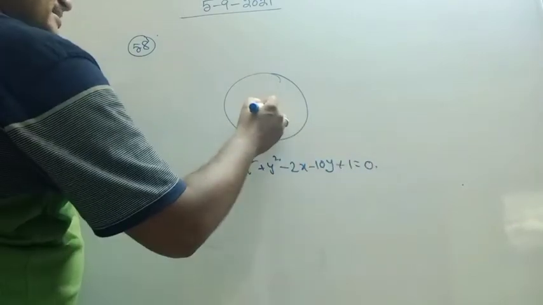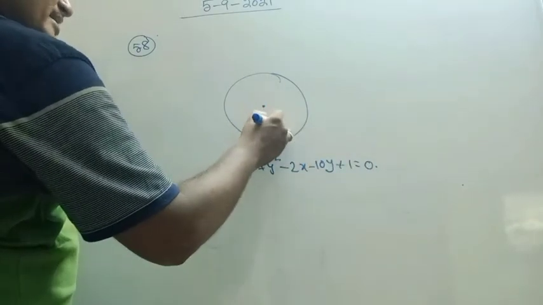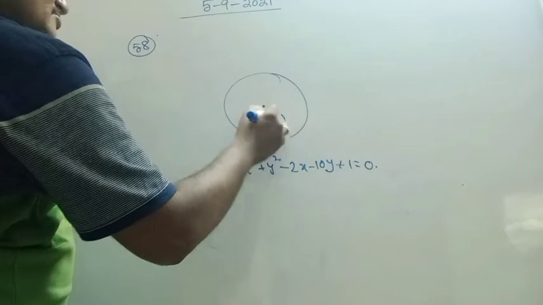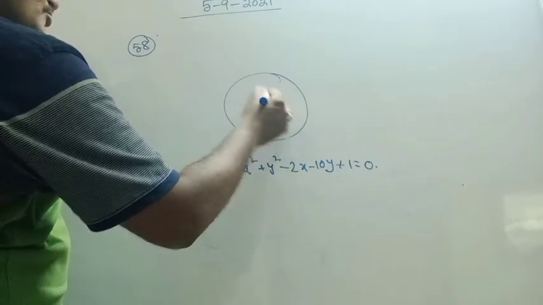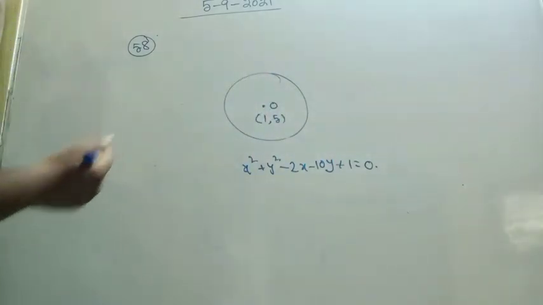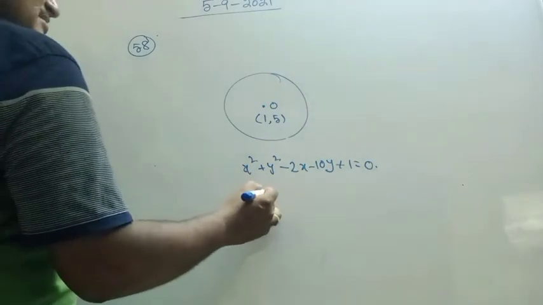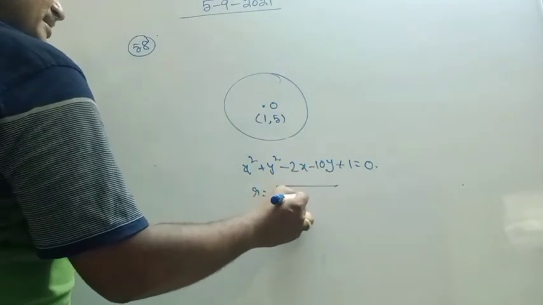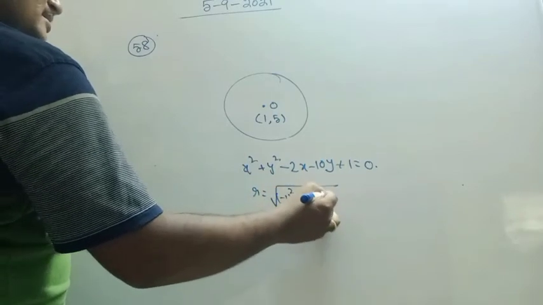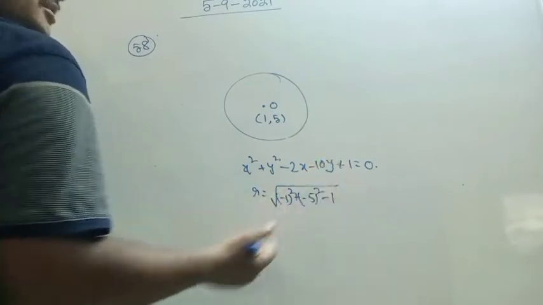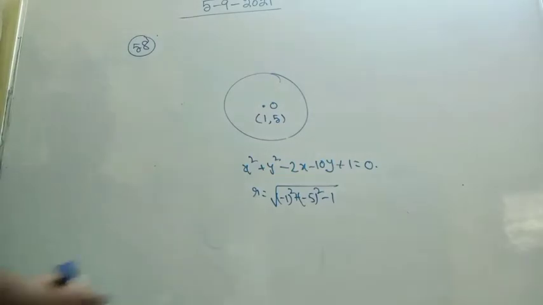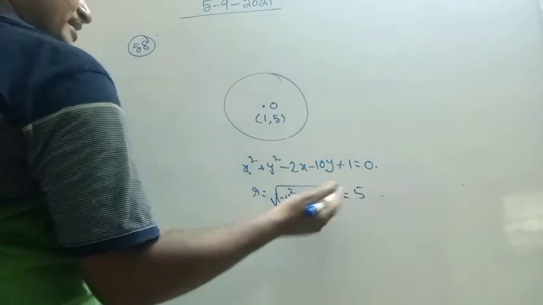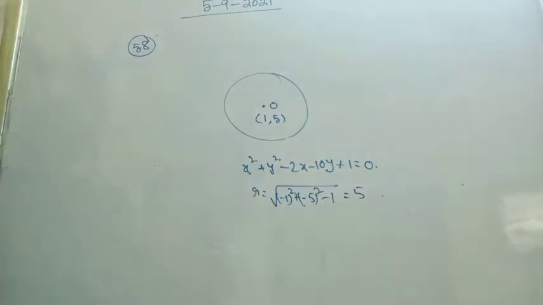The center is nothing but 1 comma 5, of course O. Once you know the center, you can find the radius also. R is equal to root over g square plus f square minus c, that means minus 1 whole square plus minus 5 whole square minus 1. You will get the radius for this, my dear students.